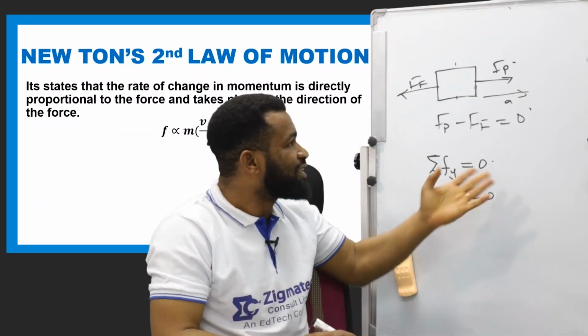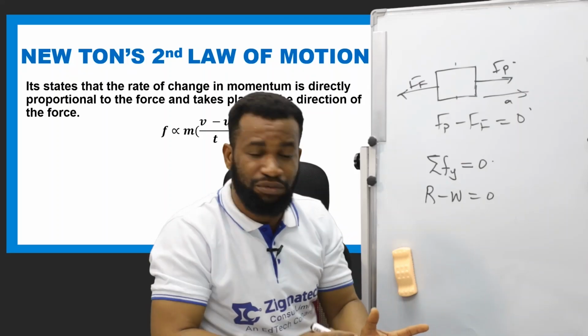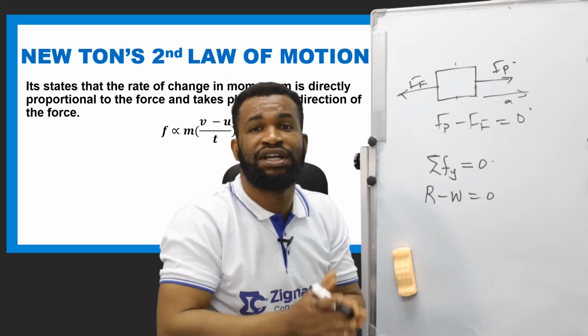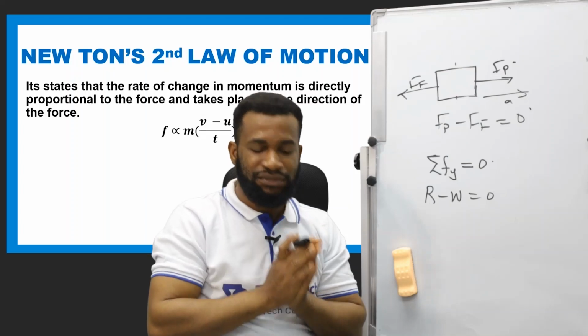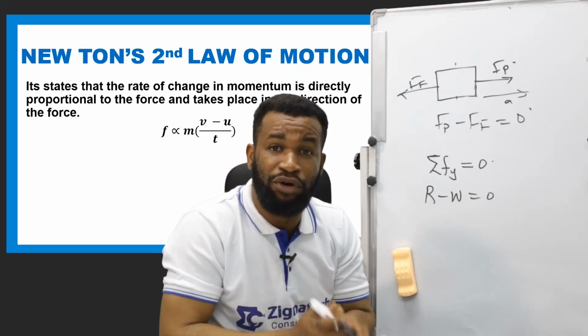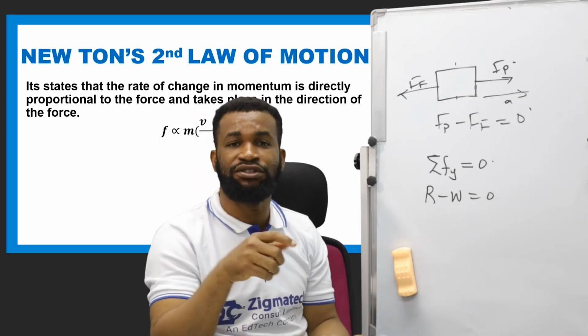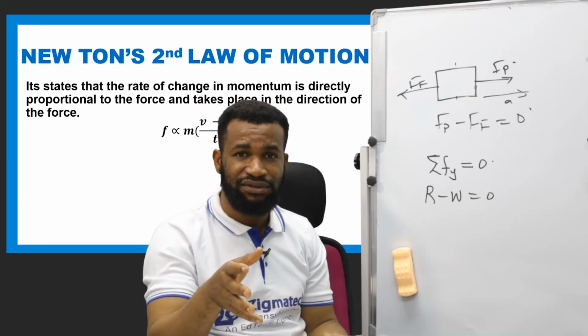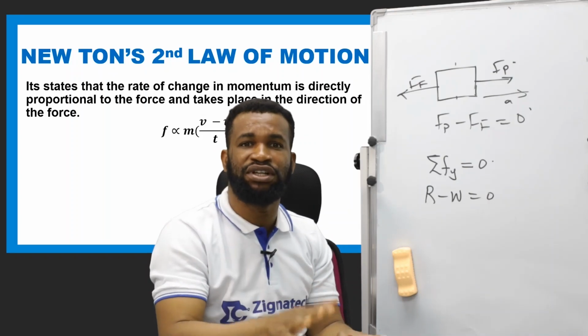However, that is according to Newton's first law of motion, which says that the body must be in equilibrium. That means at rest or in uniform motion, such that the velocity is going to be constant. Because if velocity is constant, that means the body is not accelerating.